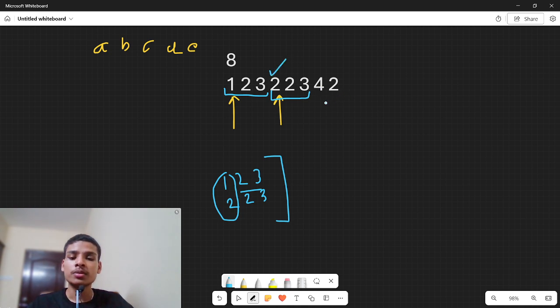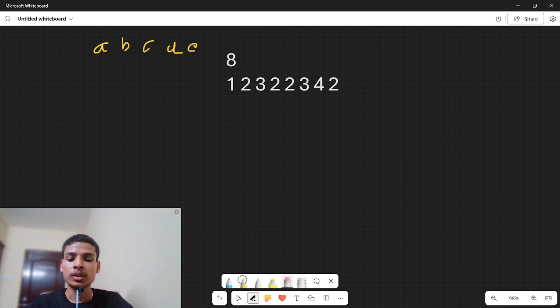But in this question you have to find the total number of valid pairs, and the constraints are very high. You cannot brute force it. So how to solve this problem? I will tell you the approach. For each and every index, create a map. For example, for this index, I will create a map like this.